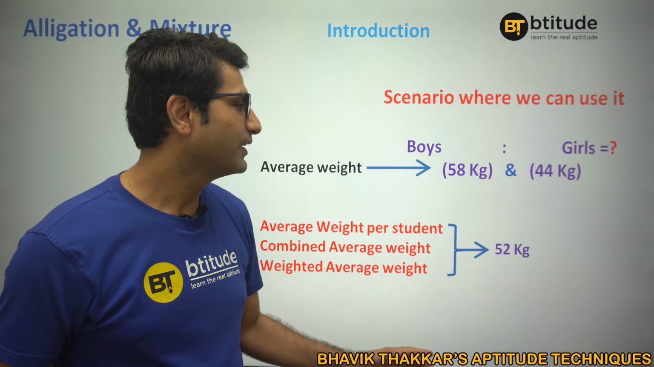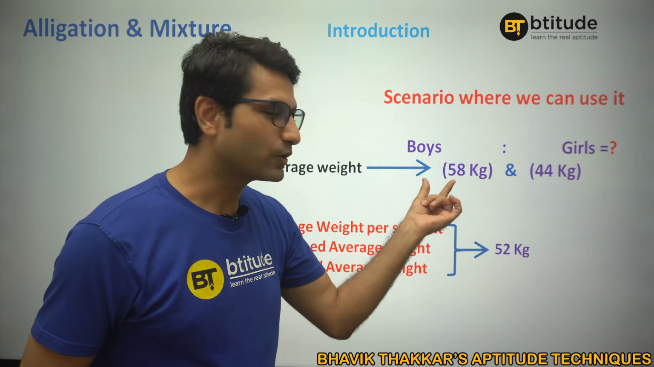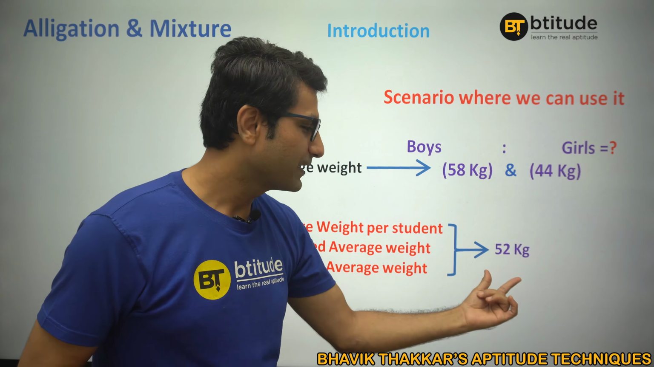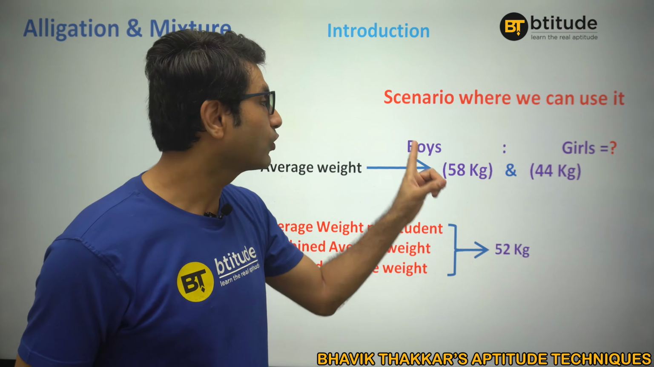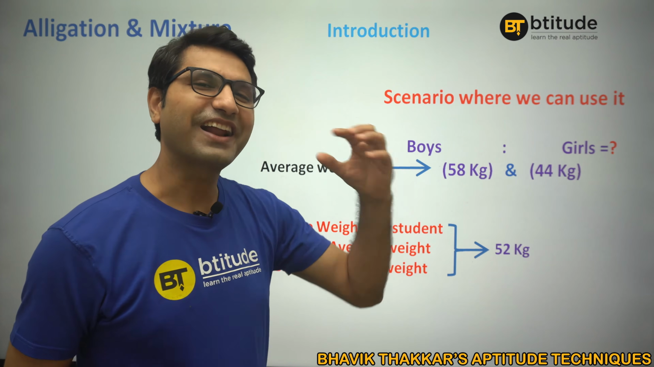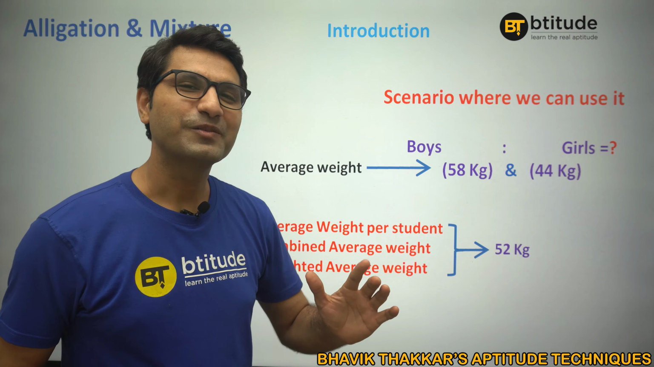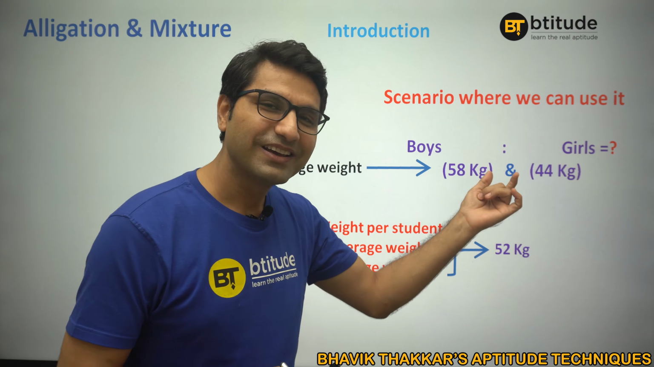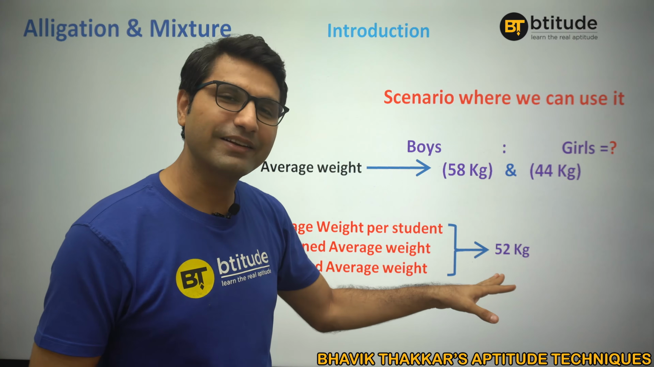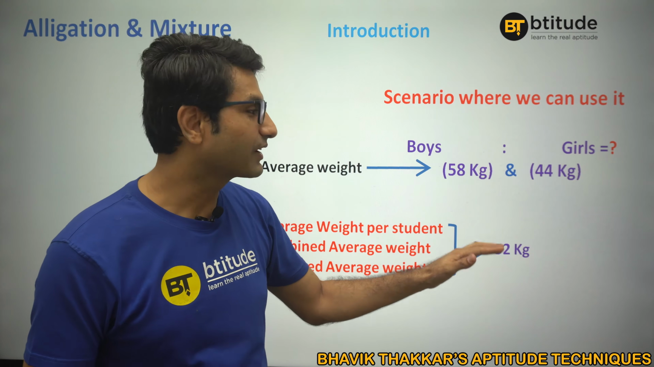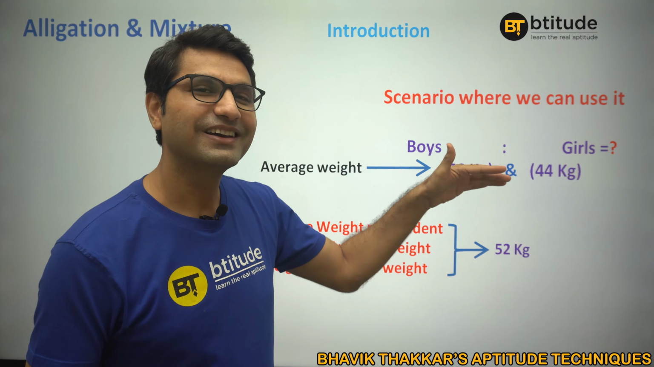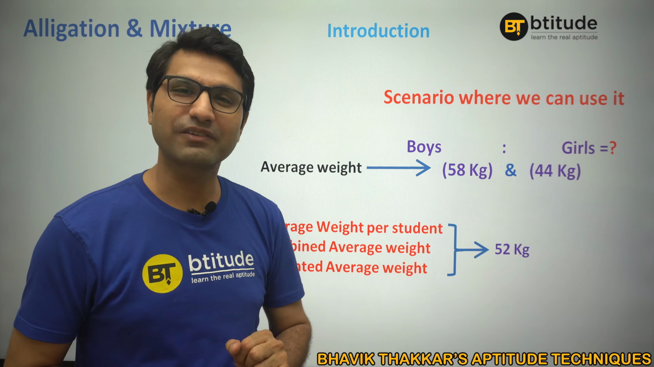That means when we are given the average weight of boys, average weight of girls, combined average weight, and we are asked what will be the ratio of boys and girls. Right now we know it was 4 and 3, because we actually used it to arrive at this answer. But now if the question is asked in reverse manner, how to solve this particular question?